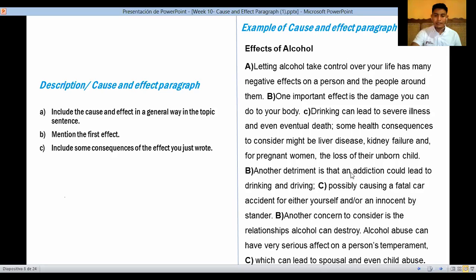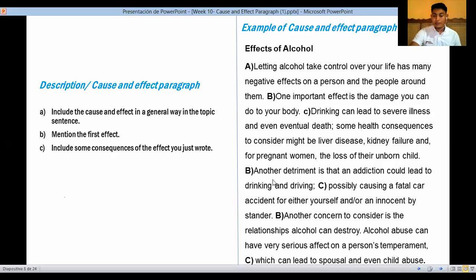Well, and continuing, we have another letter B. There is another effect that addiction could lead to drinking and driving. There is another effect in the pattern. Letter C, possibly causing a fatal car accident on either yourself and or an innocent bystander. There is another consequence. What is the consequence here? What is the effect? The first, drinking and driving. That is the cause. What will be the consequence? An accident.